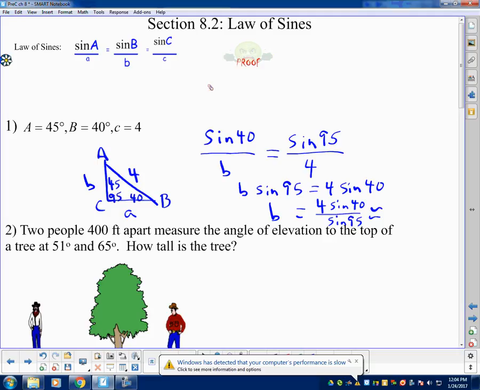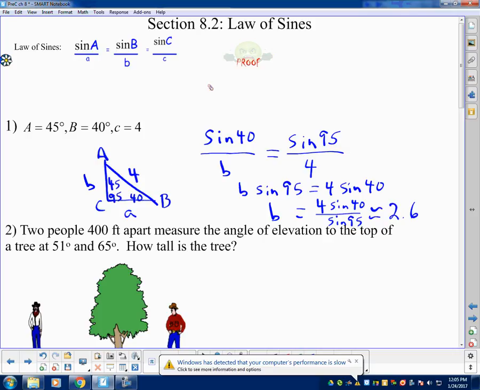Point 2.58. So we'll just round to the nearest 10 for the most part, unless I say otherwise. So 2.6. So B is about 2.6. It's good to look and see that that makes sense.